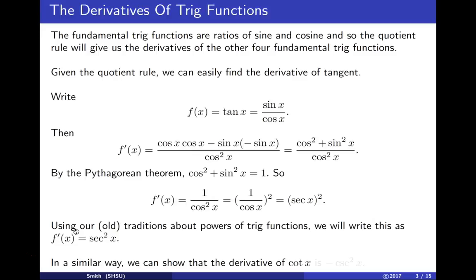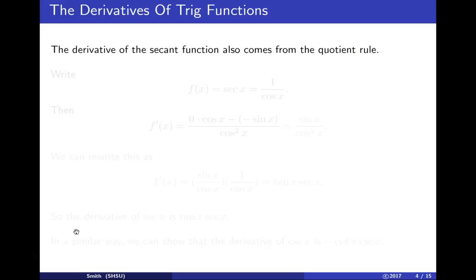We can do the same thing with the cotangent. We can write the cotangent as cosine over sine and work through the quotient rule. It's a good exercise to do, and the answer will be minus cosecant squared of x. The derivative of the secant function also comes from the quotient rule. If I think of the secant function as 1 divided by cosine, then by the quotient rule, we will put a cosine squared in the denominator.